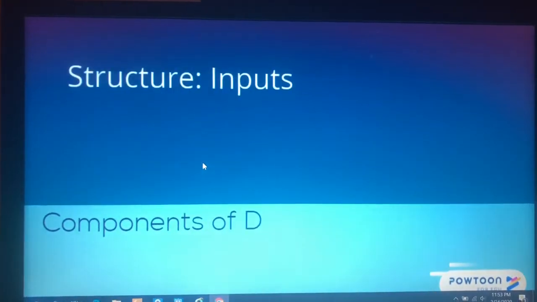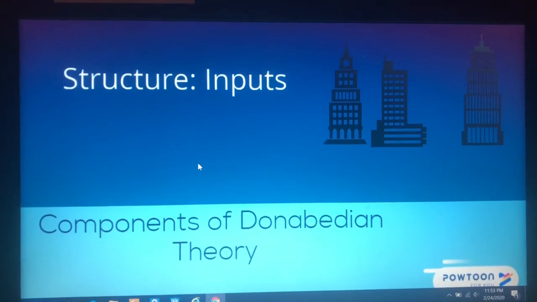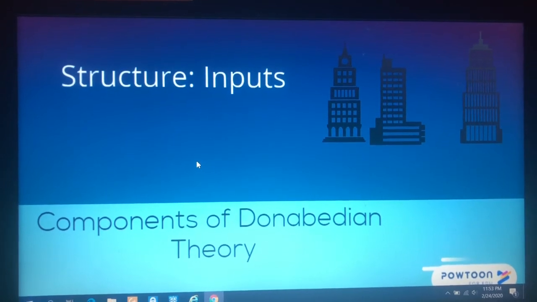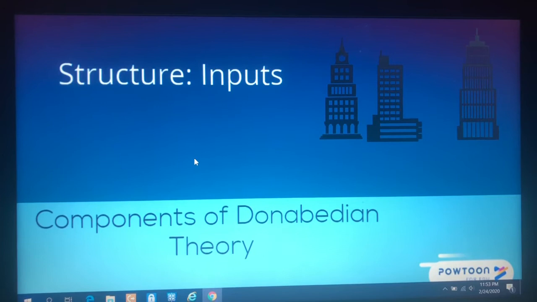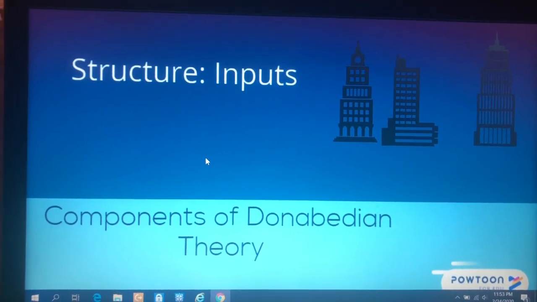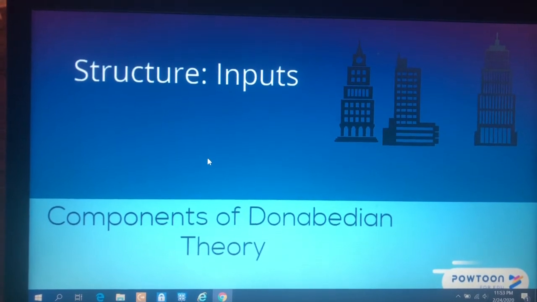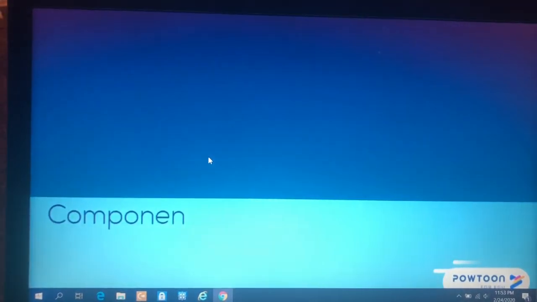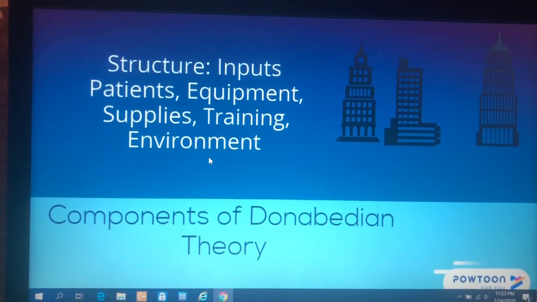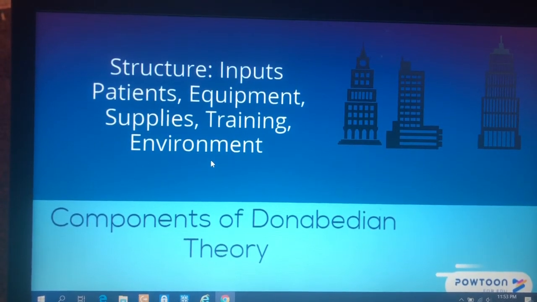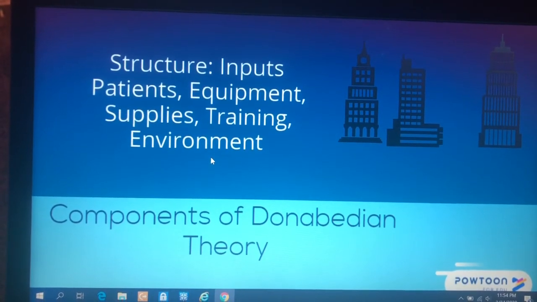We are going to start with structure right now. That's everything that inputs into the problems. It's the first component that you're going to look at when you're using the Donabedian theory to analyze safety and quality. Some of the things that go into structure are inputs, patients, equipment, supplies, training, or environment. This is where you're starting to find out where the problem begins.